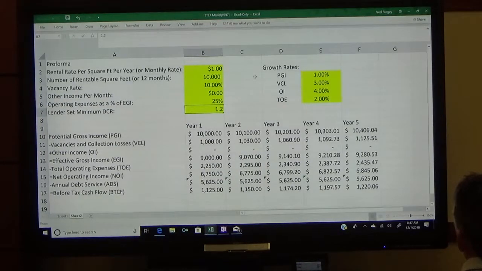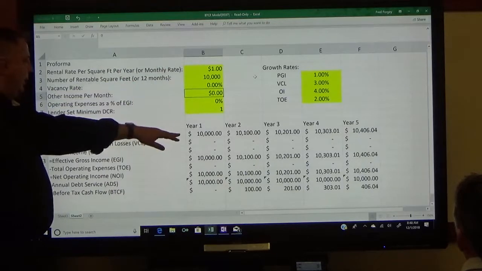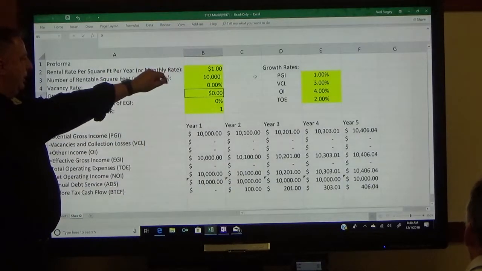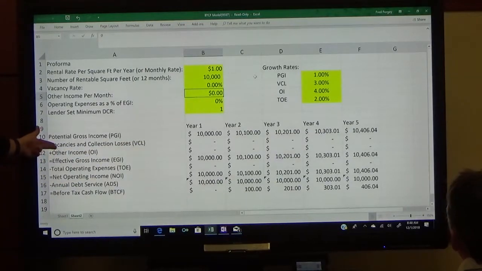So let's get rid of that, let's put that as 1. And then operating expenses, let's get rid of those. And vacancy. All right. So we're getting rid of pretty much everything in this first year, just to show the flow-through effects. So if we start off with $1 per square foot on a 10,000 square foot building, then that's $10,000 of income. We have no vacancies and collection losses.